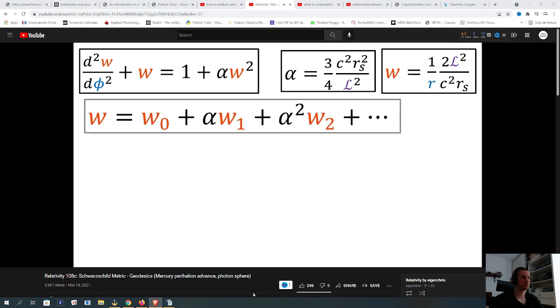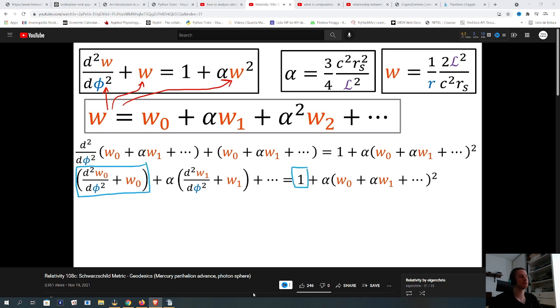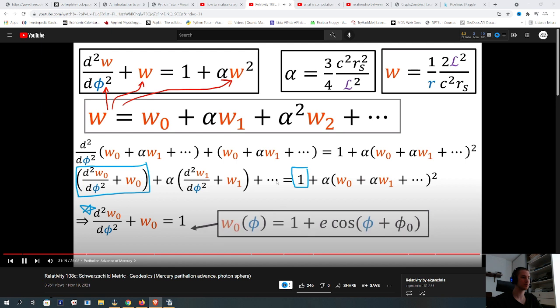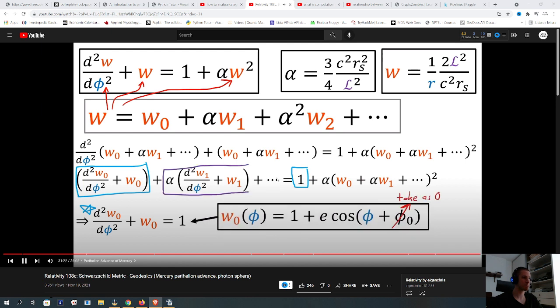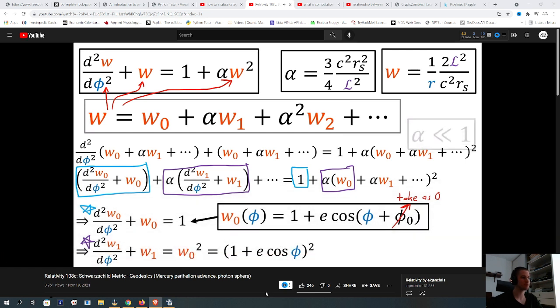We can write w as a power series in alpha. Subbing in, if we set the terms without alpha coefficients equal to each other, we get the original Newtonian differential equation for w0, which we know the solution to. If we set the terms with the first power of alpha equal to each other, we get this differential equation for w1. If we assume alpha is small, we can ignore the alpha squared and higher order terms.